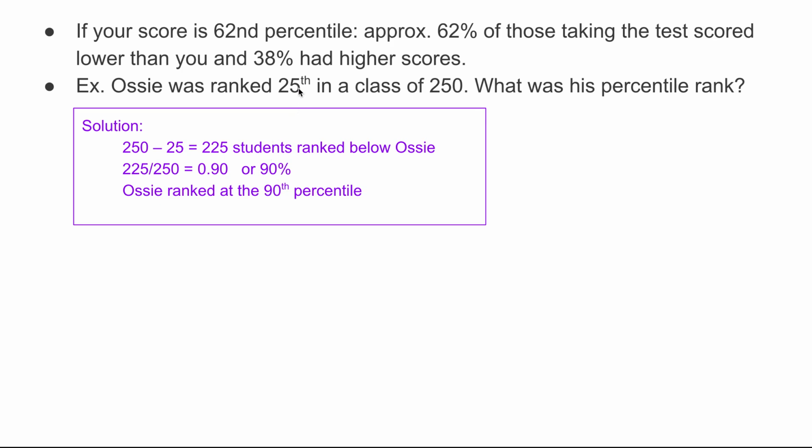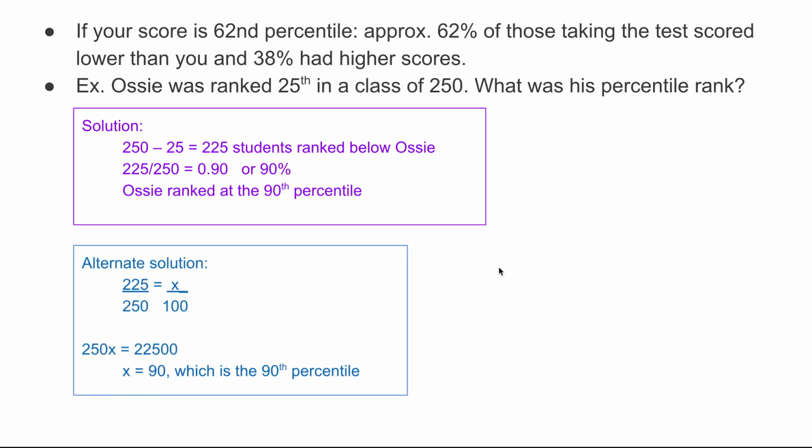You can think that RC was ranked 25th, which means top 25th out of 250. So you need to look at who's below 25th. Below 25th, there are 225 students. So you can calculate percentile as what is below RC. There are 225 people below RC, divided by the total number, and multiply that by 100 to find the percentile.